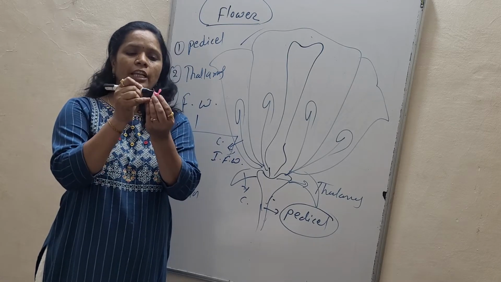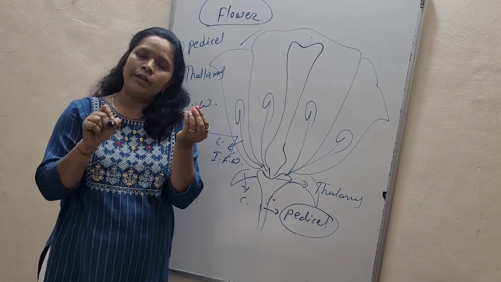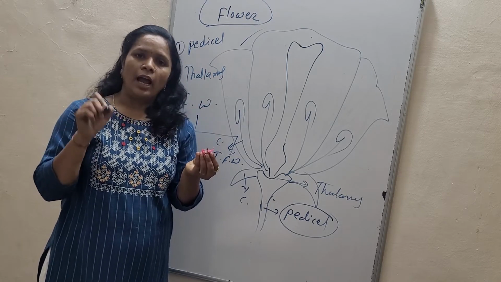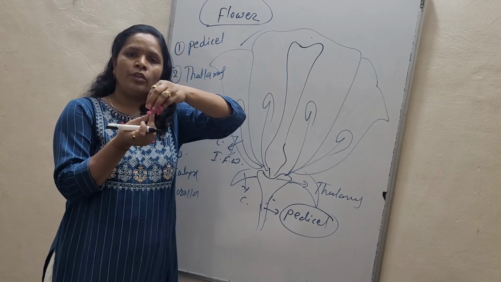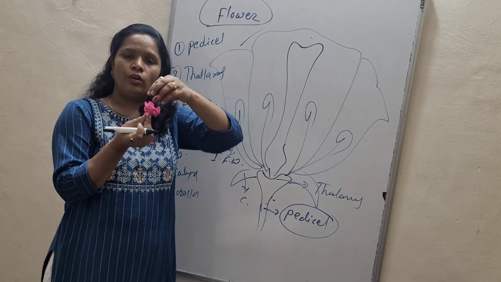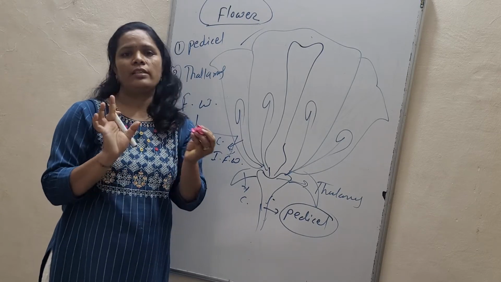See, this is the calyx part. Mostly the calyx of a flower is green in color. Due to the green color, it carries out photosynthesis, and its main function is to protect the inner whorls in the bud condition of the flower. Each individual part is called a sepal.